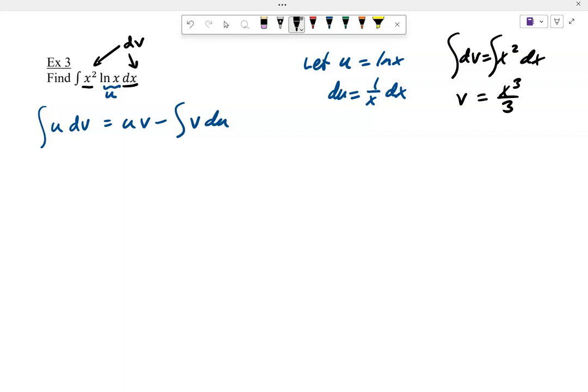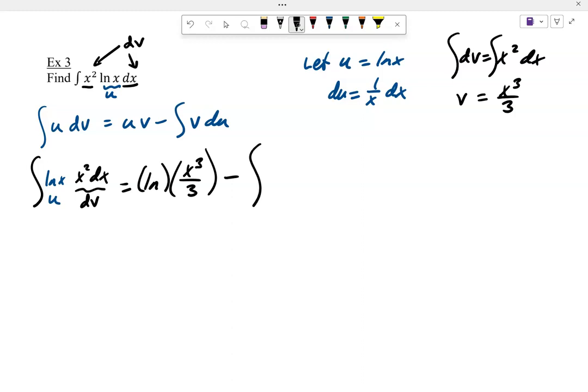All right, so it looks like we're set up. We can do this. So we have the integral of u, which is ln of x, is my u part. My dv part was actually x squared dx. That was my dv. Is uv, here's my u, here's my v, minus the integration of v. There's my v. And then my du, which is 1 over x dx.